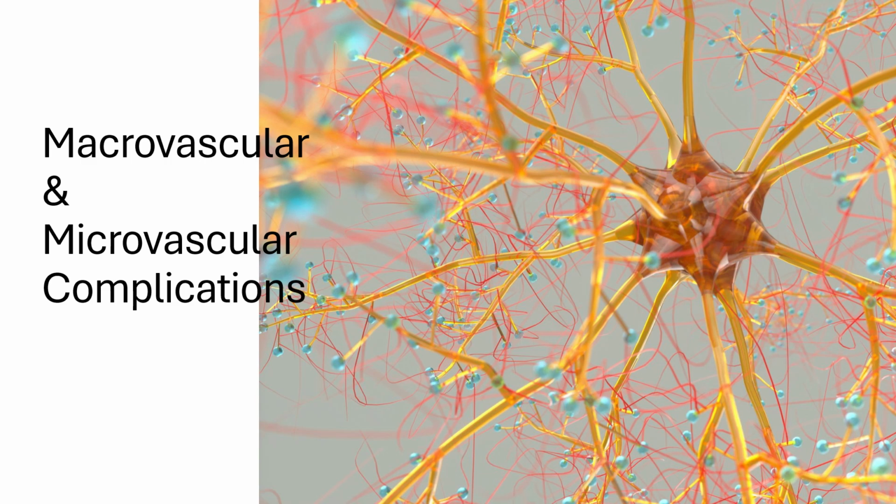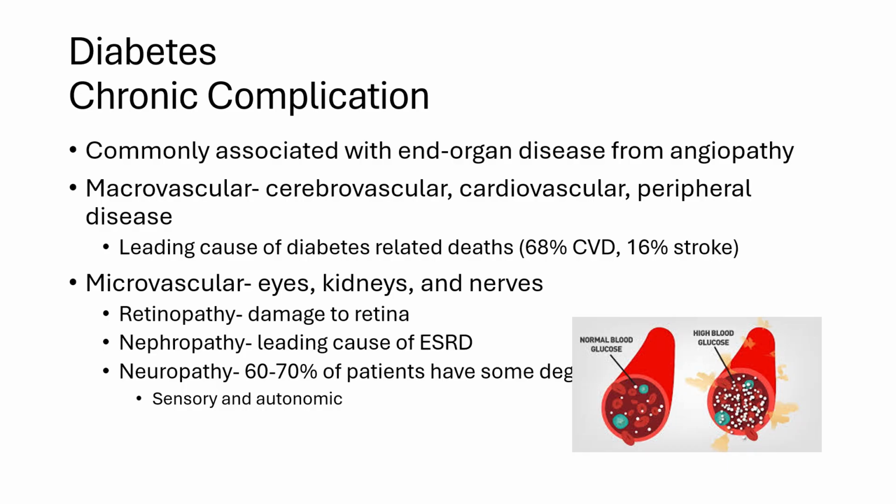All right, so we're going to look at the macrovascular and microvascular complications. So, diabetic chronic complications are commonly associated with end organ disease from angiopathy. The macrovascular are things like cardiovascular, cerebral vascular, and peripheral disease. It's the leading cause of diabetes related death. So 68% are cardiovascular and 16% are stroke.